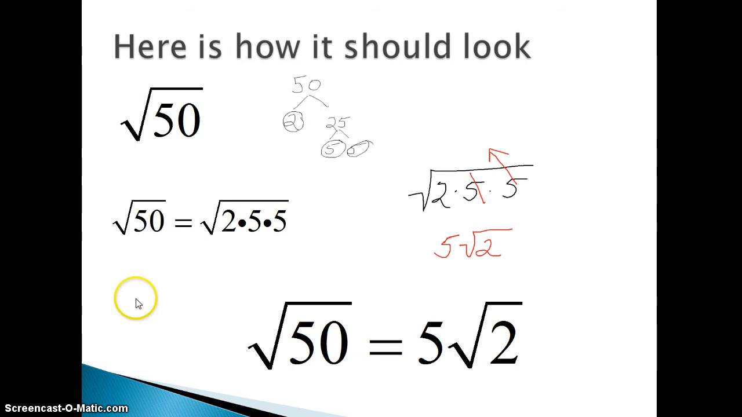Here is what my work looked like. Here's my factor tree, 2 times 25 and then 5 times 5. Here I wrote it out under the radical. 2 was stuck. This 5 disappeared. This 5 escaped. So my solution is 5 times the square root of 2. Here it is written in a nice, neat form.